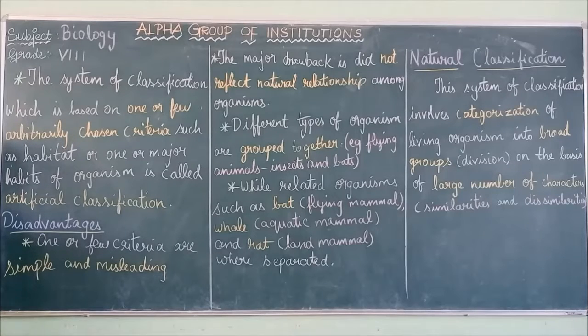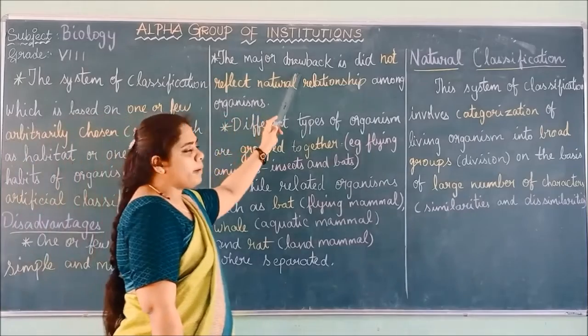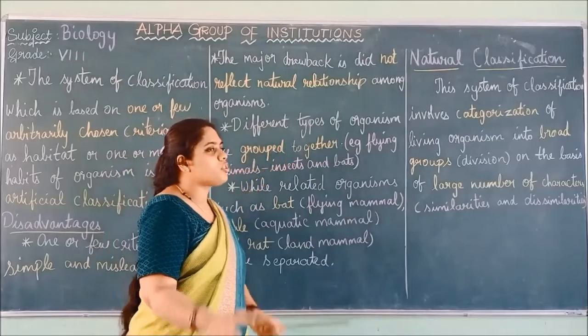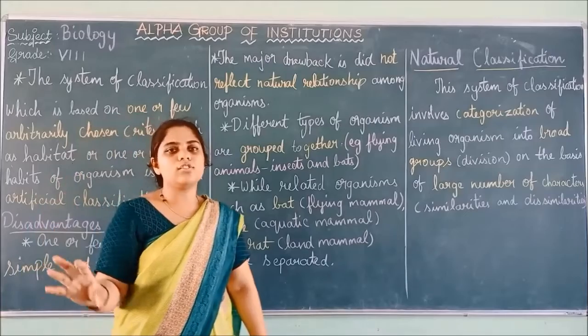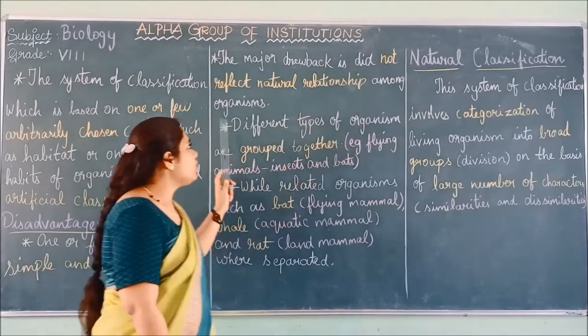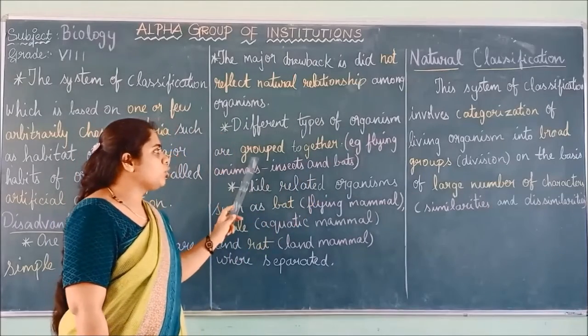Then we discussed the disadvantages of artificial classification. One or few criteria are simple and sometimes misleading. And the major drawback is it did not reflect the natural relationship, that is, each organism is dependent on one another. So that is not reflected in this artificial classification among organisms. And different types of organisms are grouped together.